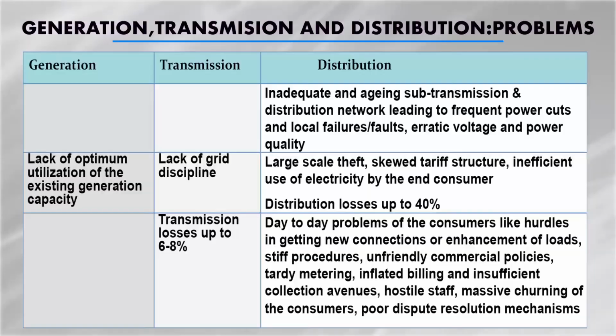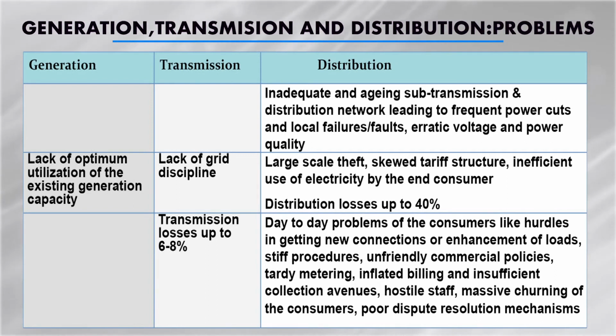Then erratic voltage, and low or high supply frequency. That means the quality of the power is being affected because of this. These are the challenges, or the problems, for the distribution system. Then large scale theft is also one of the major problems, which causes higher commercial loss in the power distribution sector. So this theft is to be avoided.